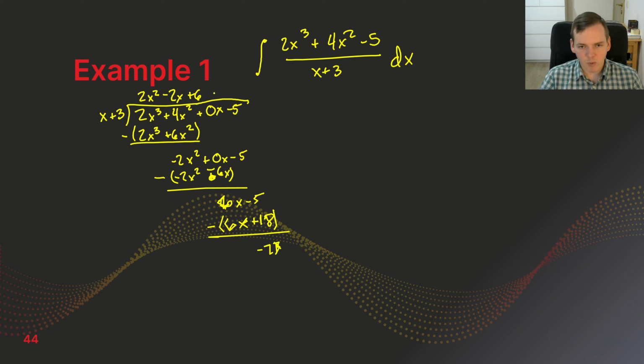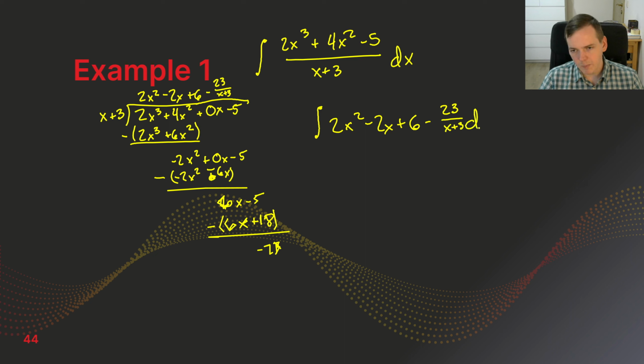So that means I can rewrite this expression. The ultimate upshot is the integral of 2x squared minus 2x plus 6 minus 23 over x plus 3 dx. So I've just done long division to rewrite this first expression as this. Now you can start to see this is a little bit easier to integrate.